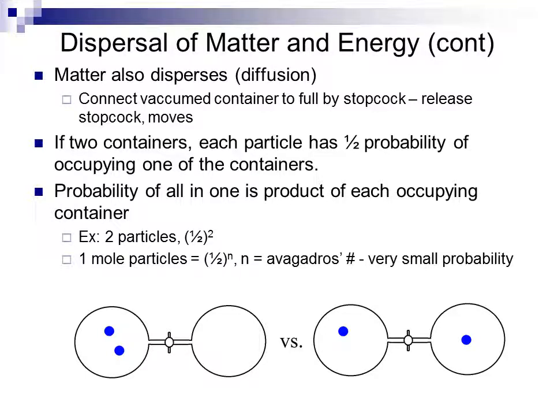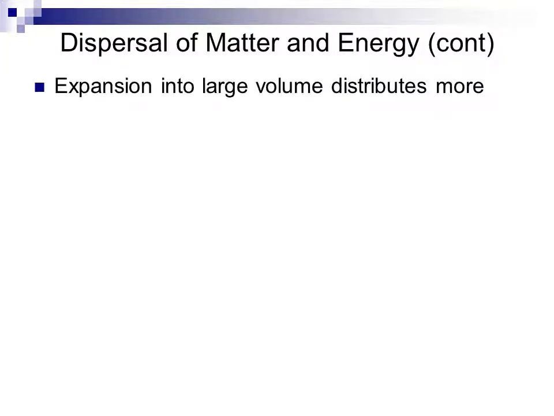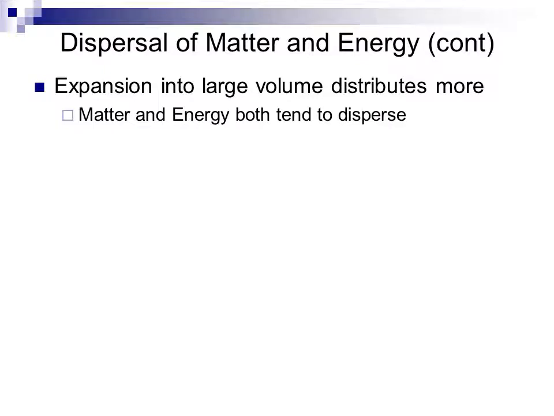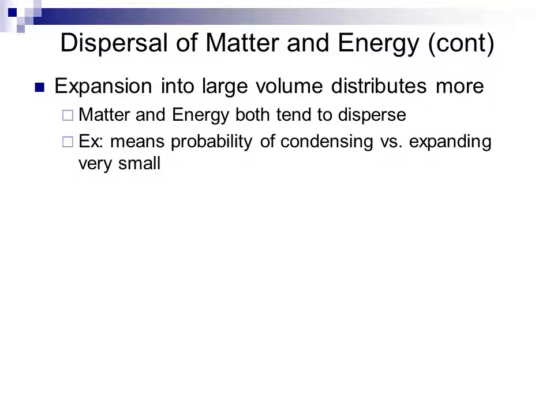If I have a mole of particles, then the probability is 1/2 to the n power, where n is Avogadro's number, or 6.022 times 10 to the 23rd. This is an extremely small probability that all the particles will be in one container. Expansion into a large volume distributes more than expansion to a small volume. Matter and energy both will tend to disperse. This means that the probability of something condensing when we're expanding to a large volume is very, very small.